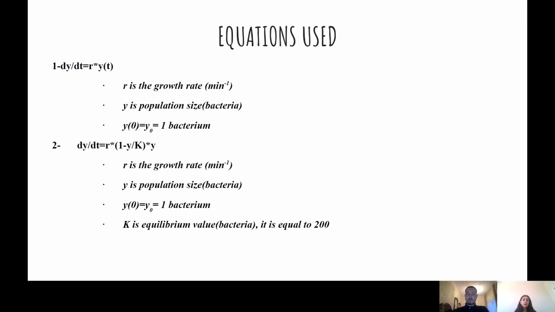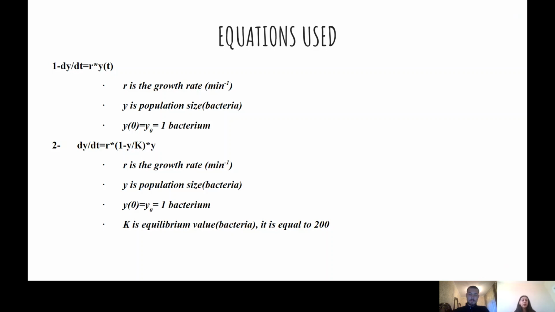The equations we used is one per each model. The first one is dy dt equals r times y of t, where r is the growth rate in inverse minutes, y is the population size of the bacteria, and our initial condition is 1 bacterium.